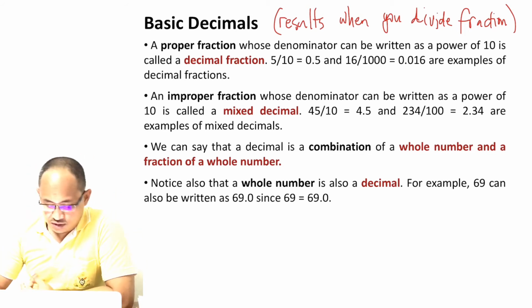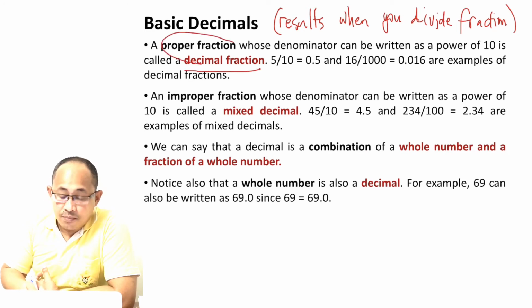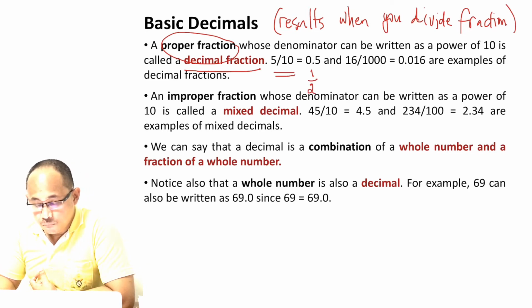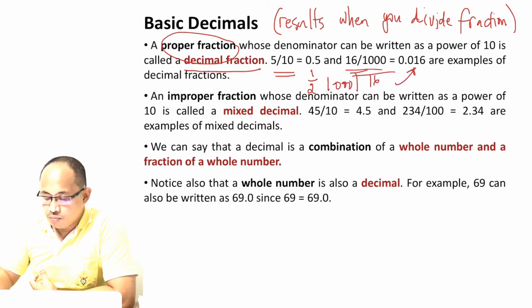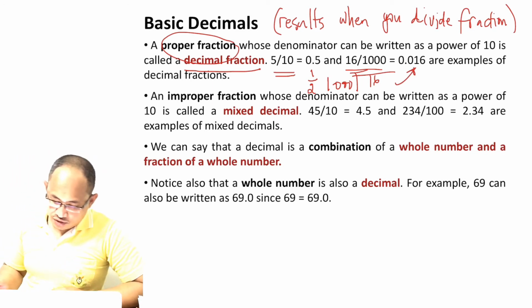So what are the kinds of decimal? The first one is the decimal fraction. A decimal fraction comes from a proper fraction. For example, 5/10: when you divide it, it becomes 0.5, or in lowest terms, 1/2. When you divide 16 by 1000, the result will be 0.016. These are examples of decimal fractions.